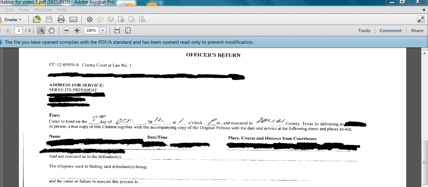What you're looking at now is page 2 of the citation. Page 2 is called the officer's return. This is what the sheriff or constable who serves the paper is going to file with the court. And what it does is it tells the court who was served, where they were served, and what time they were served.